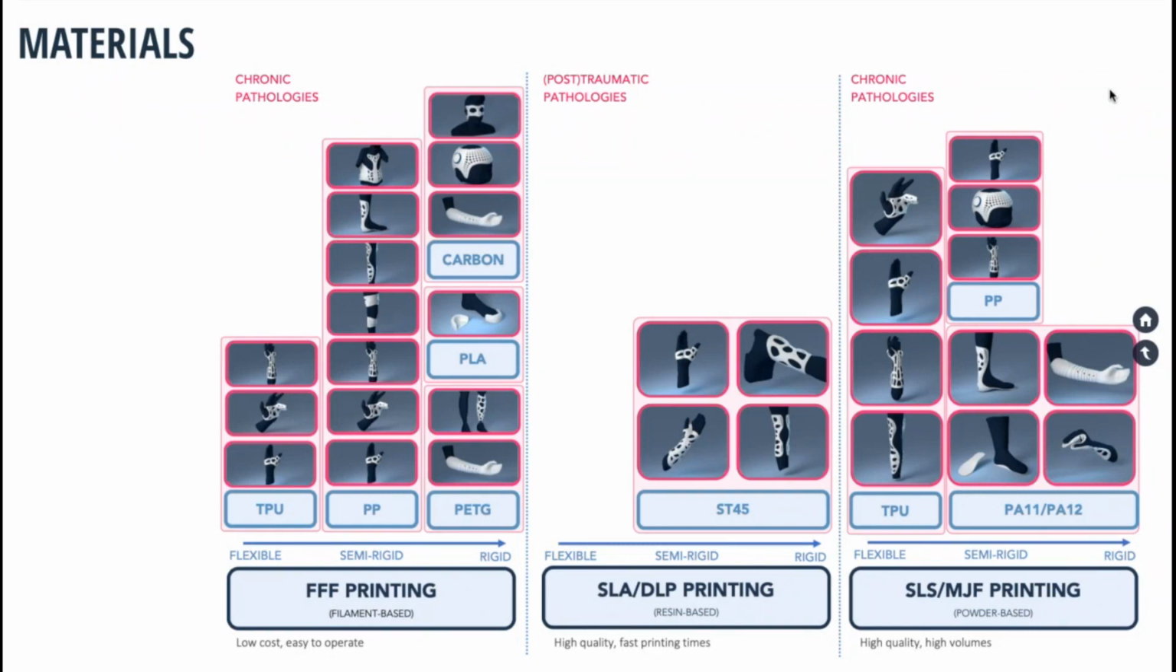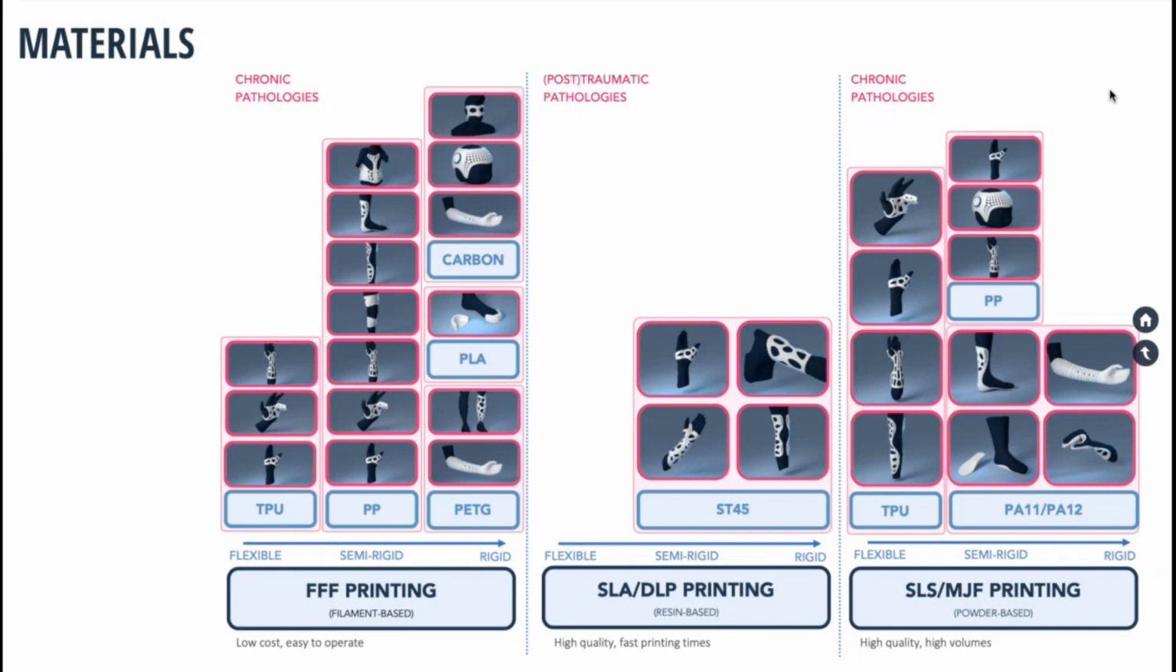SLA or DLP printing. They use stereolithography. ST45 is the urethane, that is urethane photopolymer, because this is resin based. It's a photopolymer resin. And then if you see, in the resin there is no flexible option, so there is only the hard and semi-rigid or rigid option.